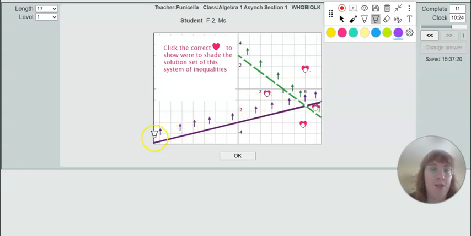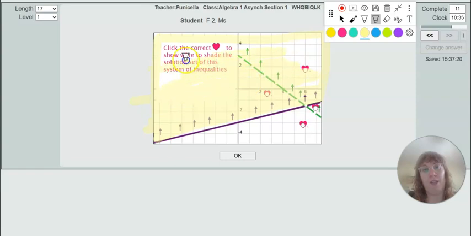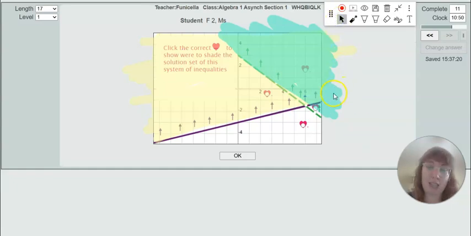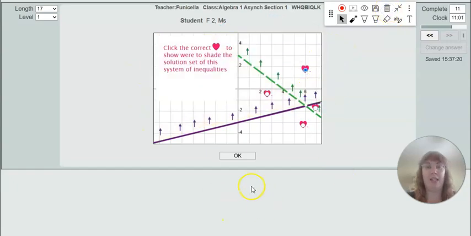So again, we're thinking about where, here's all my purple solution. I can try and fill this in. This is the purple solution area, right? And then we have the green solution area. And what we're looking for is where the yellow and the green intersect, which is in this little top right heart corner. That is perfect. Go ahead and hit that heart and then hit OK.